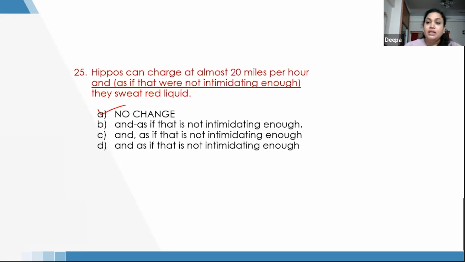Now here, the main point that I would want to make is, even if I remove this point, the sentence will still make sense. Hippos can charge at almost 20 miles per hour and they sweat red liquid. That makes sense. Okay, so that is what a descriptive aside is. Even if you remove it, the sentence will still make sense.